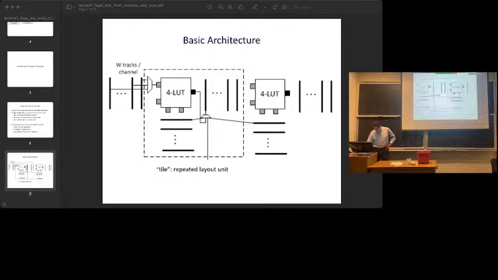So if the CAD tool programmed in, for example, 0, 0, that would indicate that this routing wire should be driven by the output of the LUT. And the LUT doesn't pick.